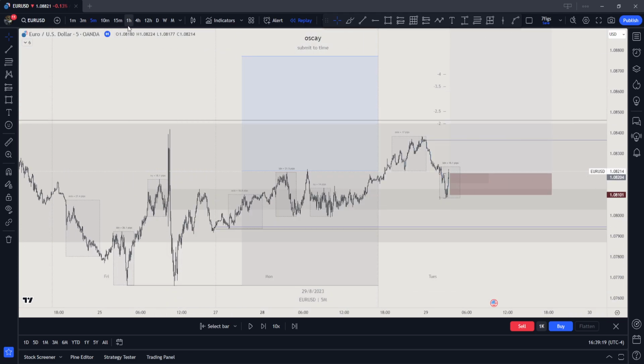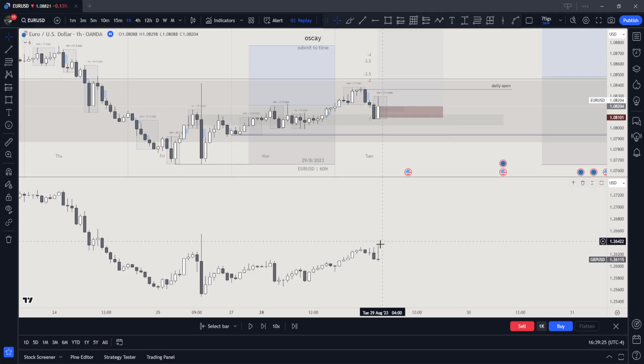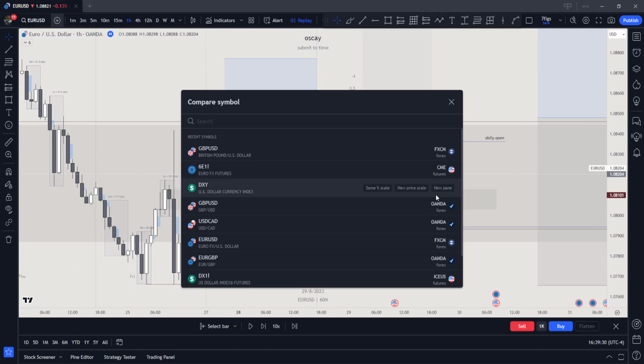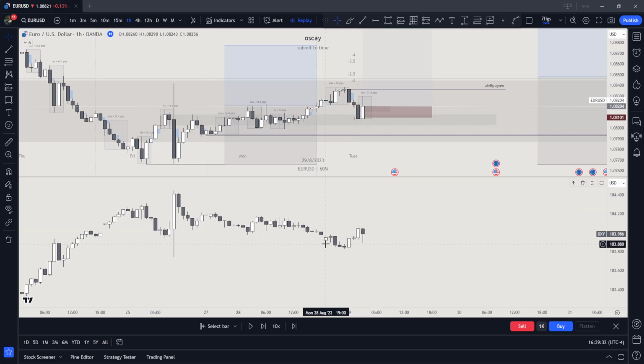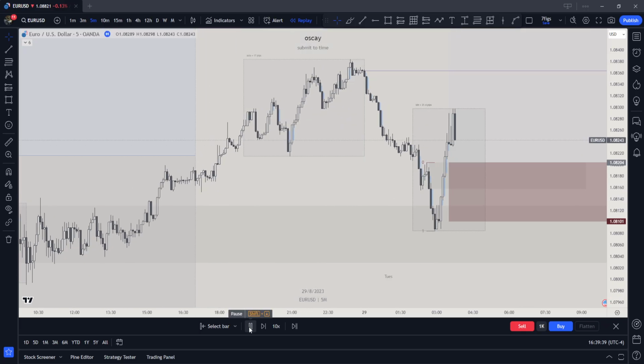Let's see if there was SMT with a correlating pair. It stopped me out. Amazing, amazing, amazing. We love trading, guys. We love it. Woohoo, we love trading.